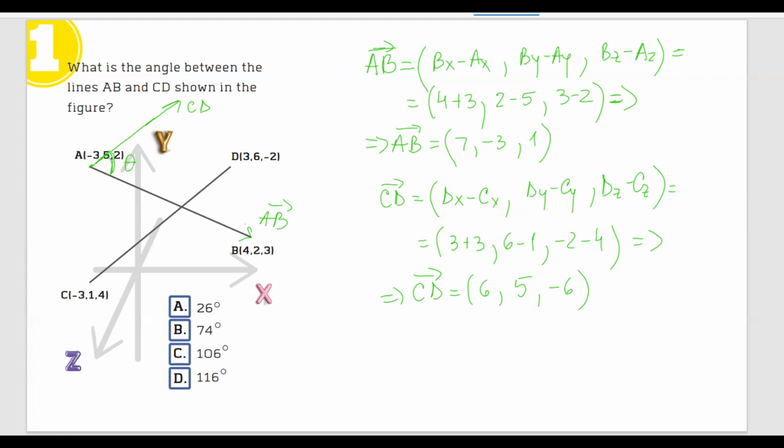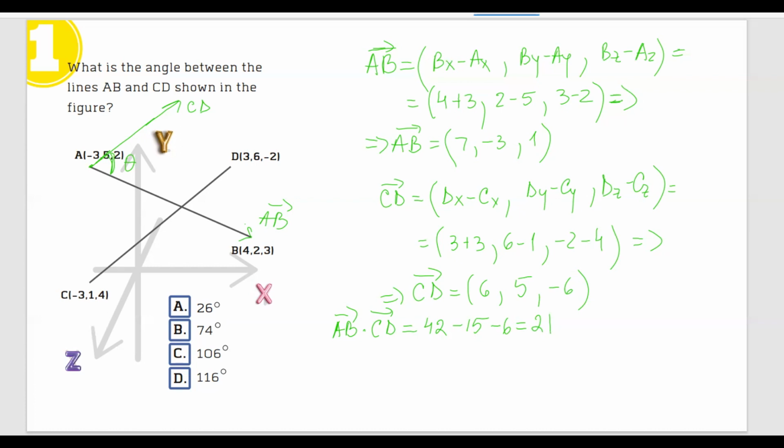So let's write the formulas and do first AB dot CD. We're going to have 7 times 6, we get 42, minus 3 times 5, minus 15, 1 times minus 6, minus 6. And we are going to get 42, minus 15, minus 6, getting 21.